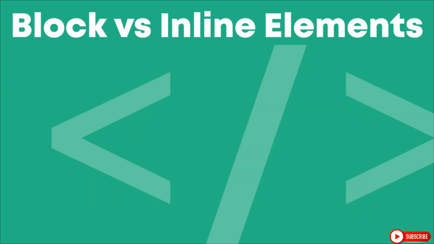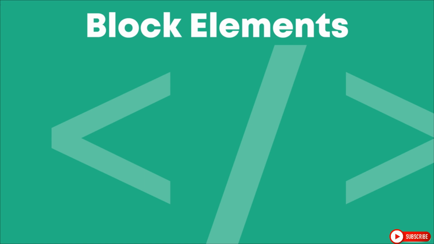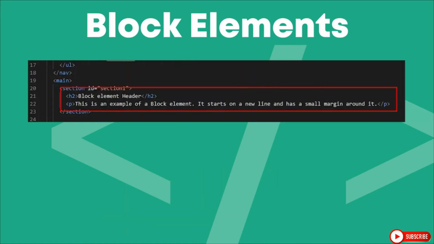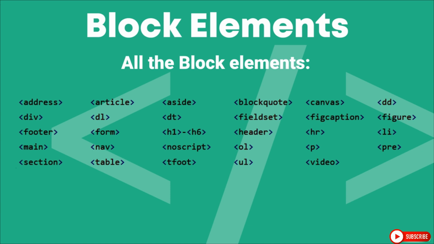There are two ways to display an element in HTML: inline and block. The block elements always start on a new line of code and always stretch the full page, and a small margin is added above and underneath the block element. Examples of these block elements are the paragraph and division tag. This is an example of a block element in HTML code and how it is then displayed on the web page. And these are all the block elements in HTML.